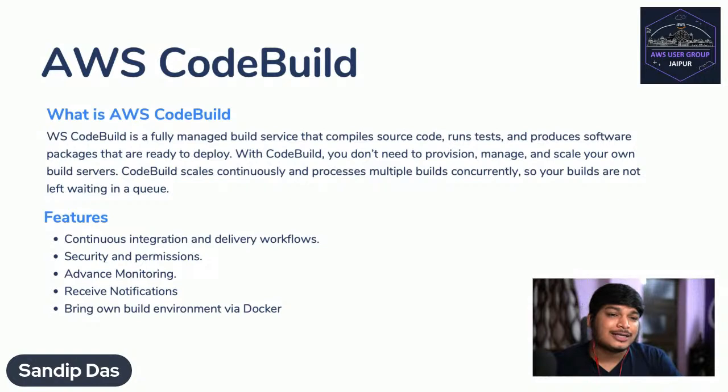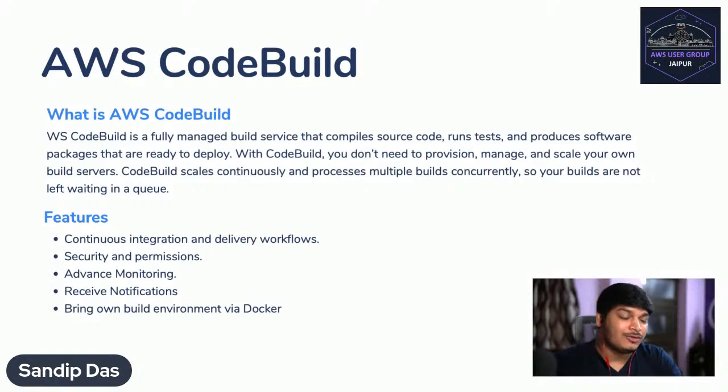Features-wise, there's continuous integration. This has a continuous integration and delivery workflow that works very seamlessly with CodePipeline. You have security and permissions. Again, just like all other tools, this tool has very tight integration with IAM and encryption and everything, so it's very secure. Now, advanced monitoring: you can monitor all the logs and all the states. I'll show you anyway. If a build fails, you get a notification.